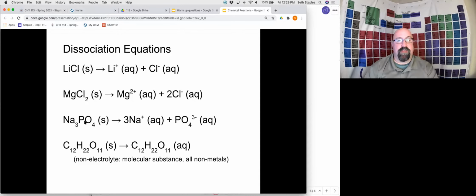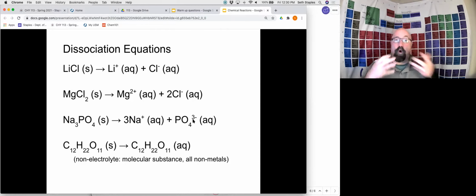Once again, we start to see one of the reasons why it's so important to memorize your polyatomic ions. Here we have sodium phosphate, Na3PO4. Sodium phosphate is going to separate into its ions. PO4, as it exists as a polyatomic ion, is going to stay together. PO4 is not going to separate. And so we end up with our 3 Na+ ions and 1 of the PO4 3- ions.